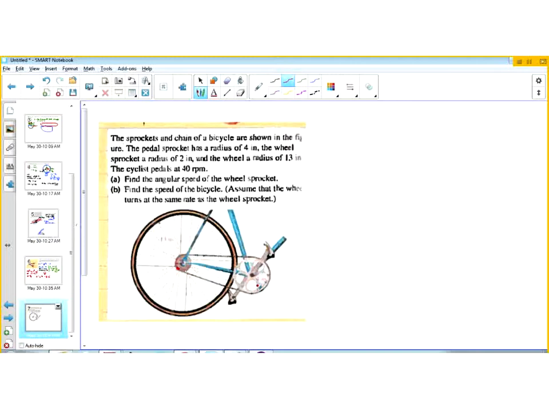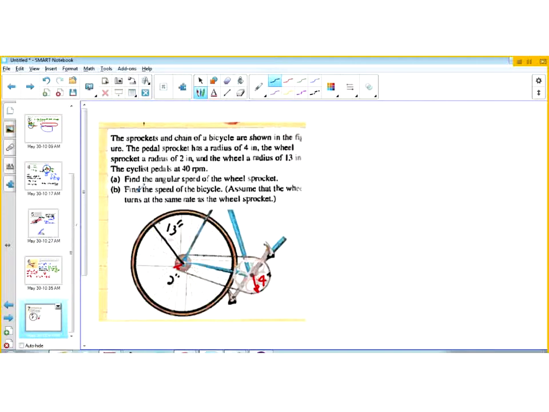Okay, and so the pedal sprocket has a radius of 4 inches. So here's your pedal sprocket. Automobile engines have sprockets in them too. So the pedal sprocket has a radius of 4 inches, and the wheel sprocket right here has a radius of 2 inches. And the radius of the wheel, okay, it's a 13-inch wheel. So we have 13 inches here. And I'll use this symbol, tick, tick, for the shorthand notation for inches. So we have 2 inches here, sprocket 2, sprocket 4 inches.